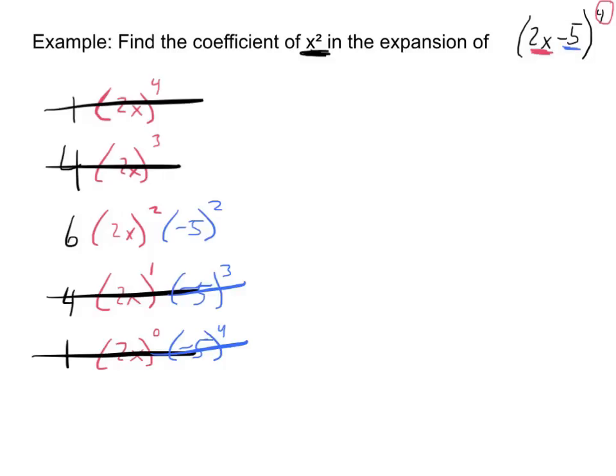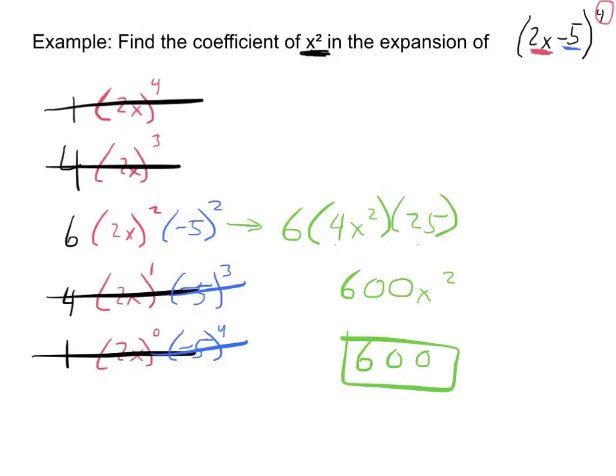The other way this could have been done, by the way, is if you had noticed, oh, this is a 2nd power, it's 4th power, these two things are supposed to add up to 4, and so you know that needs to be a 2. Anyway, long story short, we can now simplify this. That 6 stays 6, the next thing is 4x squared, the next thing is 25, and so this and this is 100, and so you're looking at 600x squared. And so to answer the question, they asked for the coefficient of x squared. The answer is 600. Okay, I've got one more example.